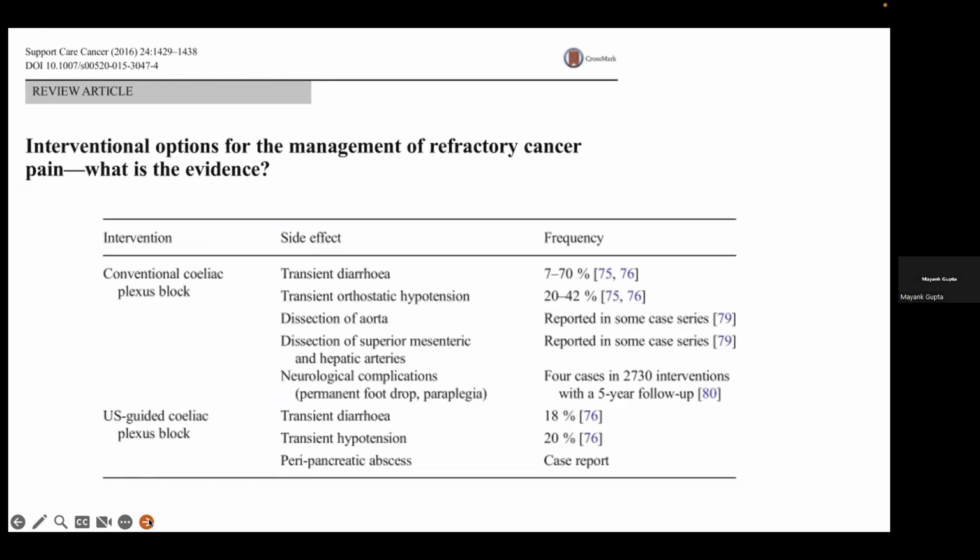Most of the complications are transient, but beware that if you are doing it ultrasound guided or if you are doing it blind, which we do not recommend nowadays, there is always a chance that you might inject your alcohol within the artery of Adamkiewicz, and the patient may develop paraplegia due to it.